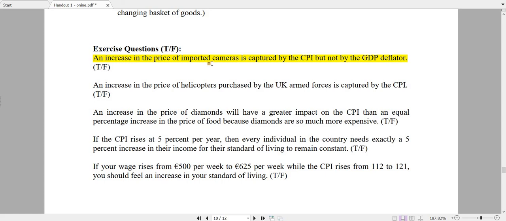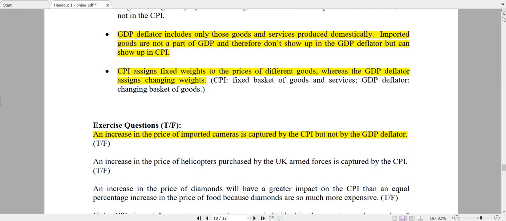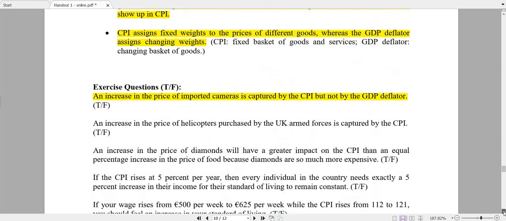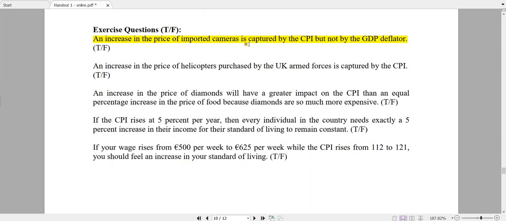So this statement is actually true. The reason is that imported goods, they can show up in the CPI index but not in the GDP deflator. So this point directly follows from the second point here that we discussed, that GDP excludes imported goods. So whatever is happening to the prices of the imported goods, it does not show up in the GDP deflator, but it can show up in the CPI index, assuming that cameras is part of the basket that a typical consumer consumes.